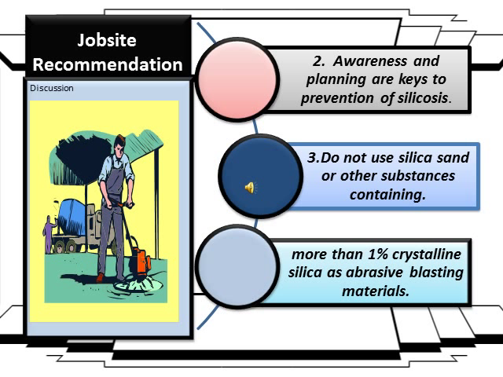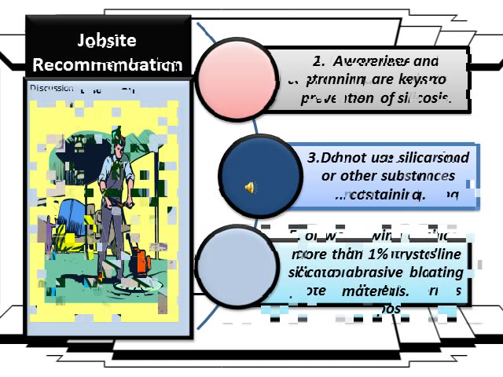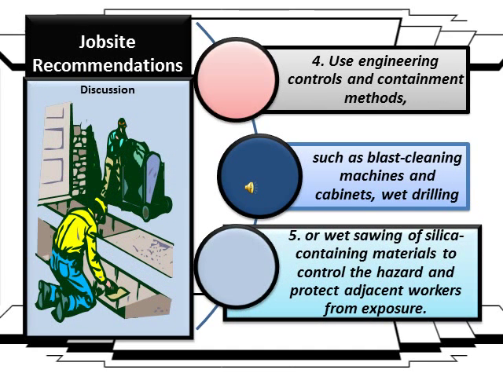Awareness and planning are the keys to prevention of silicosis. Number 3. Do not use silica sand or other substances containing more than 1% crystalline silica as an abrasive blasting material. Use engineering controls and containment methods such as blast cleaning machines, cabinets, wet drilling. Number 5. Do wet sawing of silica-containing materials to control the hazard and protect adjacent workers from the exposures.